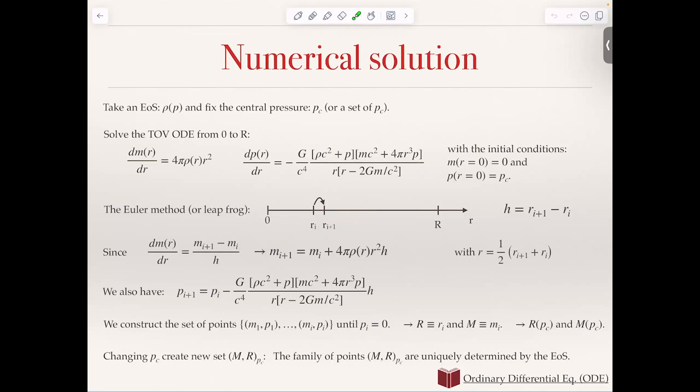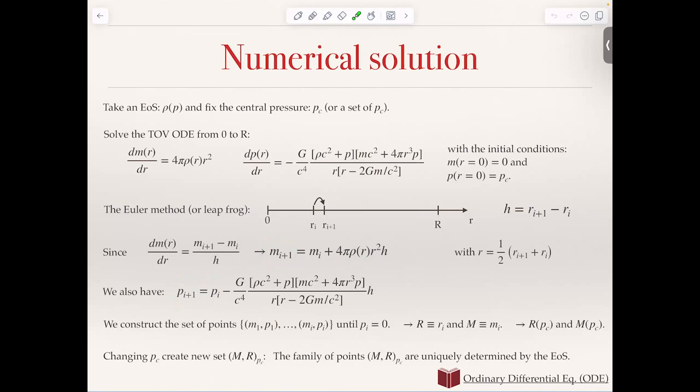In order to get this, you need to know the density at a point which is between r_i and r_{i+1}. Maybe the best choice is just to take the middle. Therefore, in order to know the mass density, you need to know the pressure through the equation of state, and therefore you need to solve the pressure together with the mass, because from the pressure you will get the energy density through the equation of state.